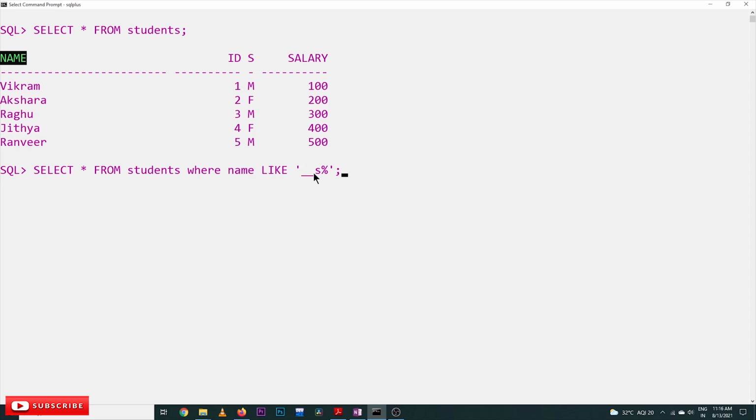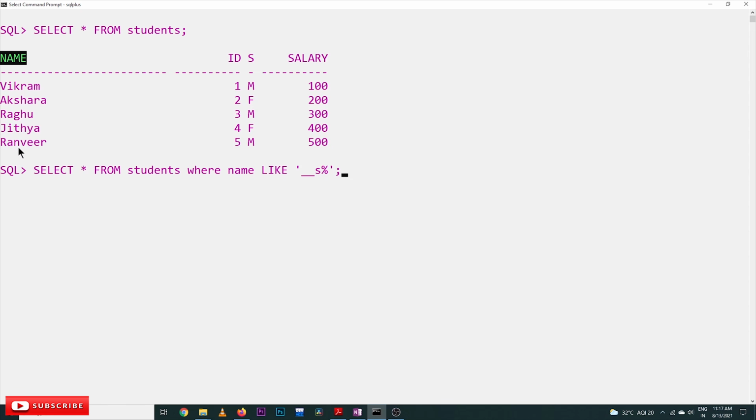So two characters, then the third character should be S, and from the fourth character onward it matches any character. So check for this column: is it two characters, and is the third character equal to S? No, it is not, so this row will not be accepted. And if you take two characters and the third character is S, and after that any character, this row will get accepted.